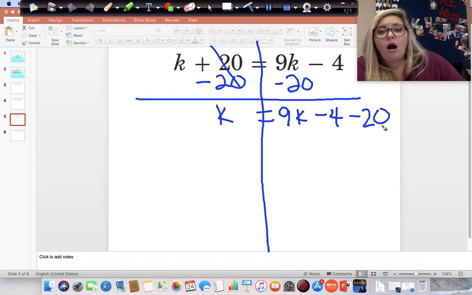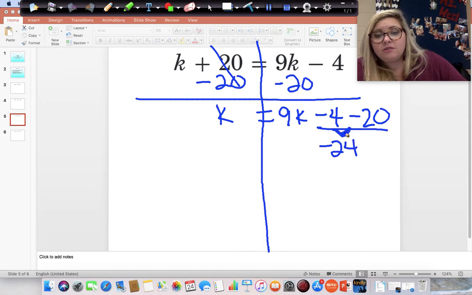Now, on the right side, we can combine like terms, which means we can take -4 and -20 and put them together. -4 minus 20 gives us a -24. So I'm just going to bring down my 9k. -4 minus 20 gives me this -24. And then I still have k on my left.